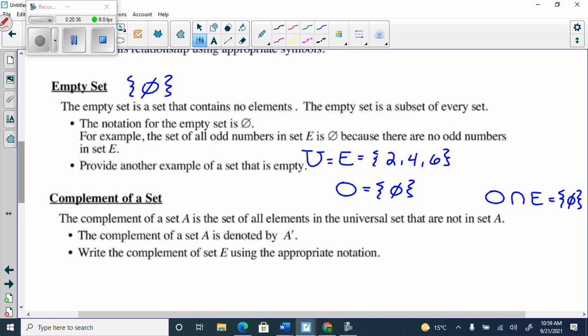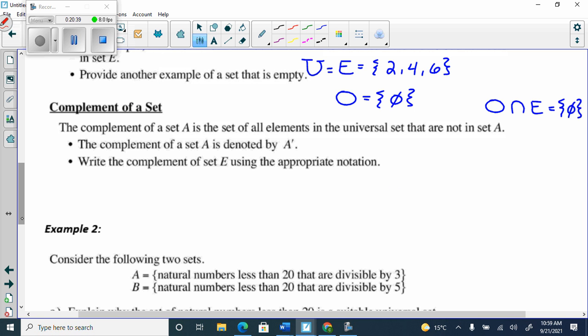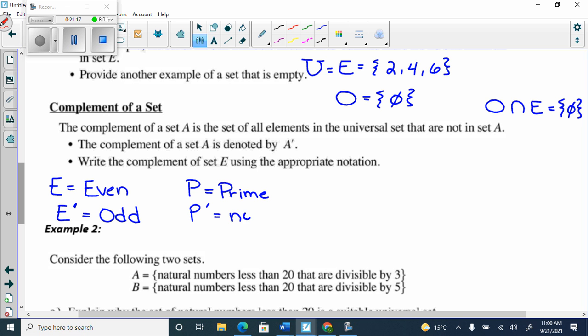So complement of set, this is what we were talking about before. I know you asked this, how can we write that? So what I could do is I could say E is even, and then I could say E complement, which is just that. Is odd. Can I say P is prime, and then P prime, technically? There's a little thing called prime, but we can do prime. Is not prime? Yes. I can say P is not prime, the not prime numbers.